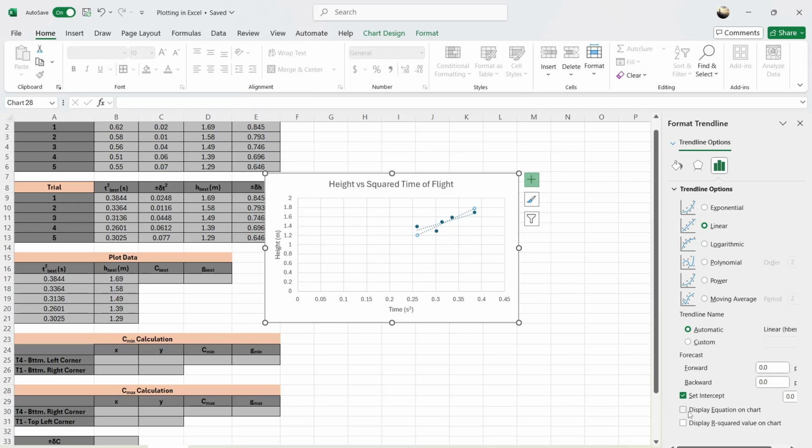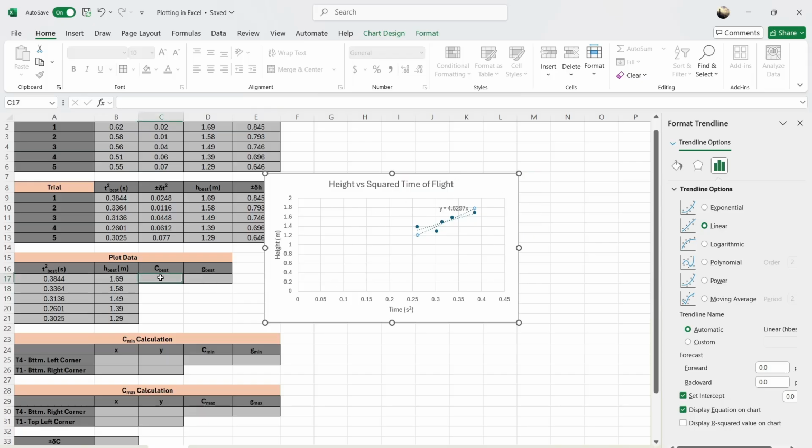Now we're going to click Display Equation on Chart and look at the slope for this particular zero intercept trend line. And we see we have a slope of 4.6297. Now, unlike the previous experiment, the slope that we're getting here is not finding the exponent, because we already know what the exponent is. It's 2. But the one thing that we don't know is the proportionality constant, 1/2 g. That's what we're solving for. So this is basically 1/2 g.